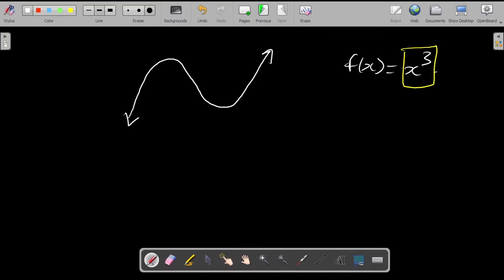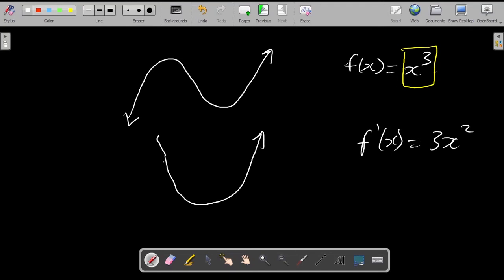Now if you differentiate this, f prime of x, you should get 3x squared. And this is a parabola. You should know that by now. It is positive, so it should look something like this. This is a parabola that we do expect to look like that.